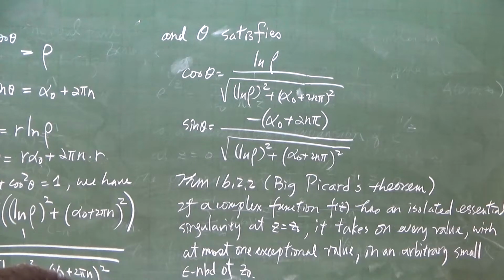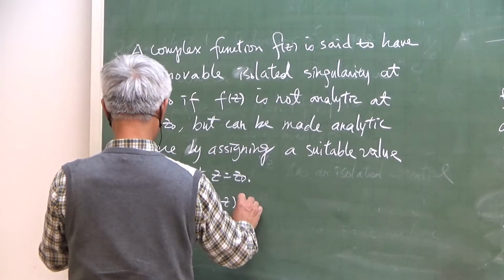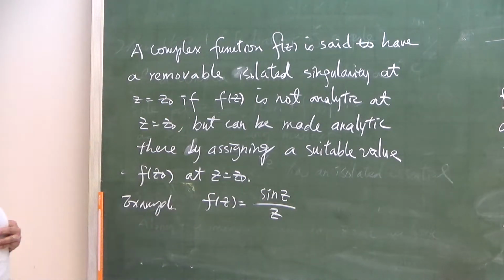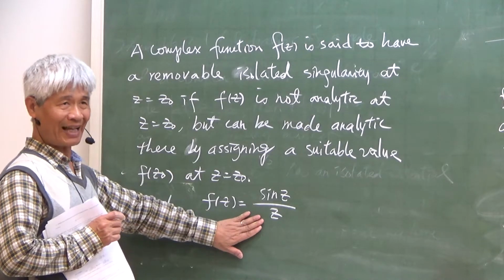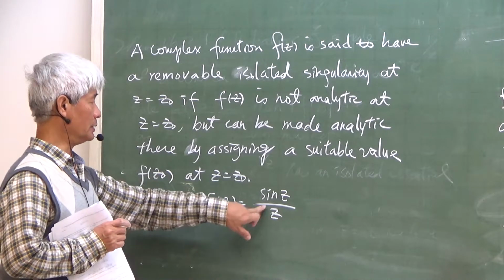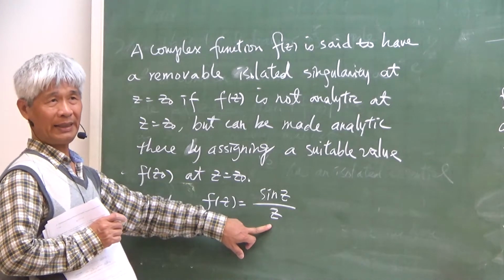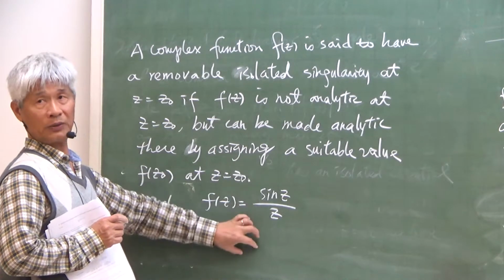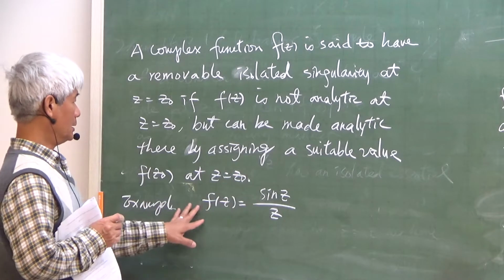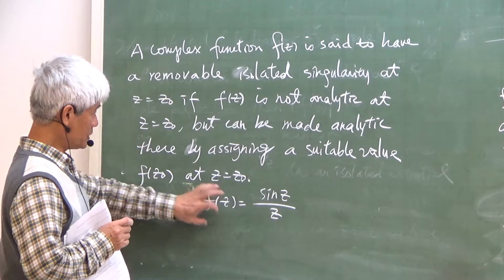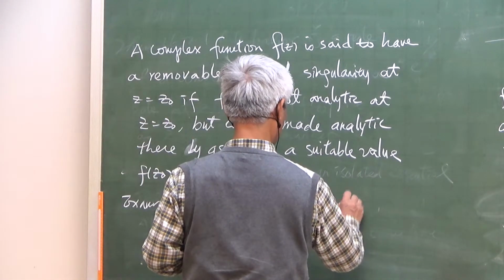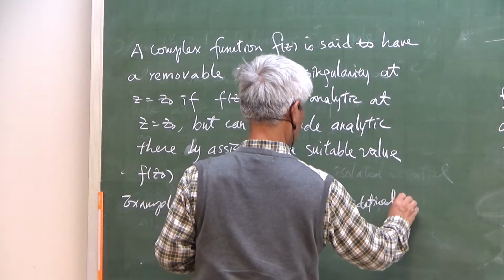So let's take an example to show the idea. Consider the complex function sine z divided by z. You can see that this function is not analytic at z equal to 0 because you have z in the denominator. Basically, when z is 0, you have 0 divided by 0. So the function is not defined at z equal to 0.